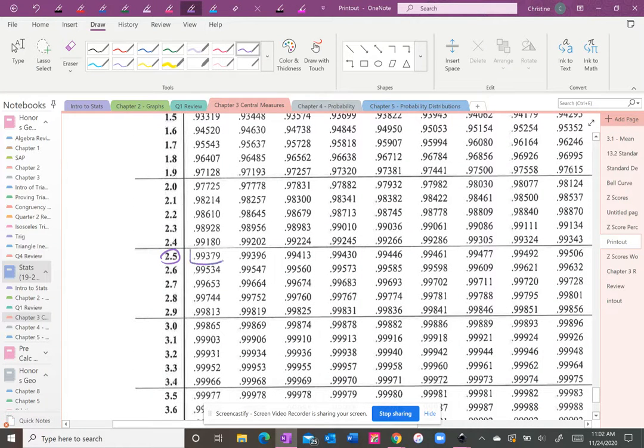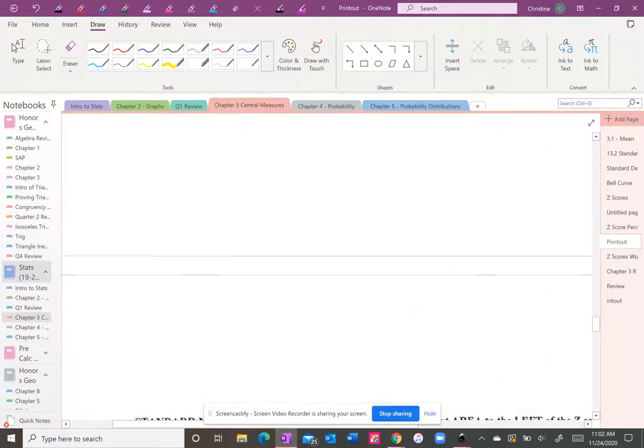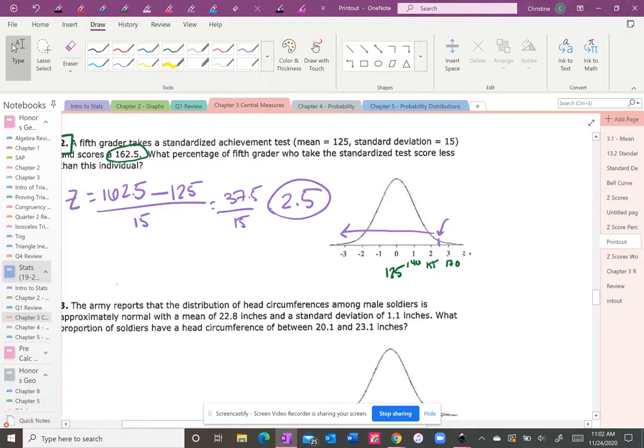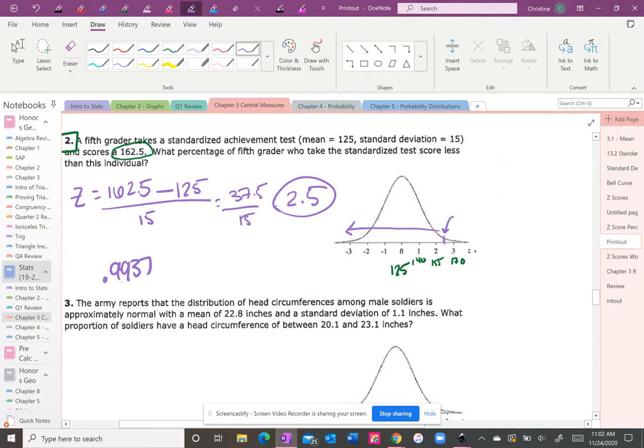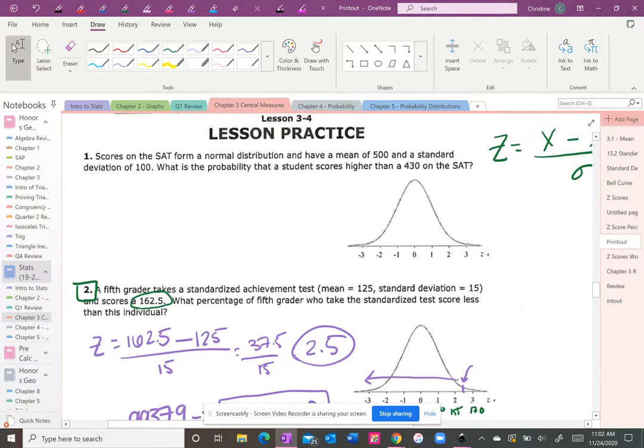So 0.99379. Which tells you that about 99.379% of students scored lower than this student, which makes sense based on what we just talked about. Okay? If it's greater than, remember you have to do more work. You have to do one more step.